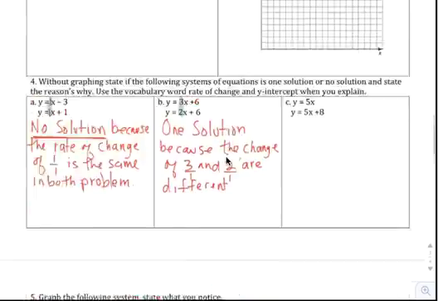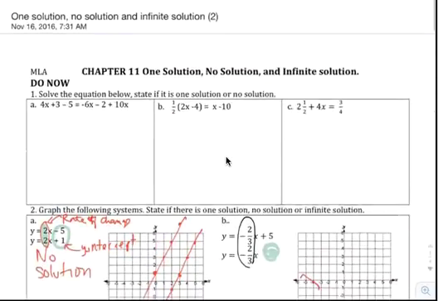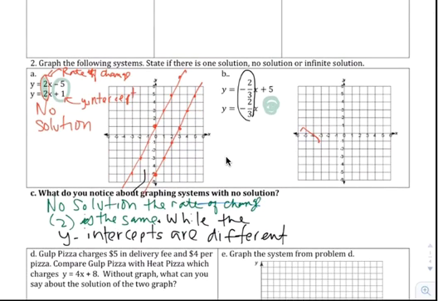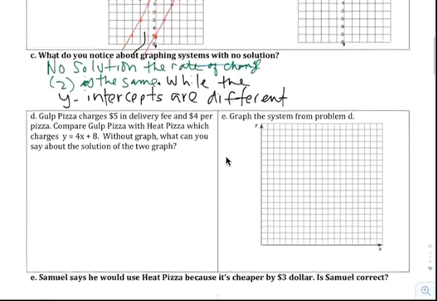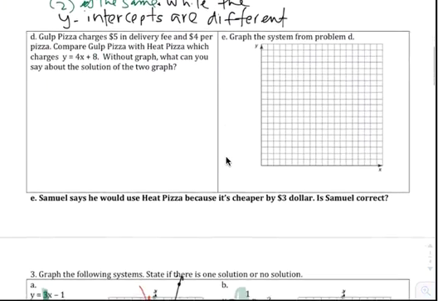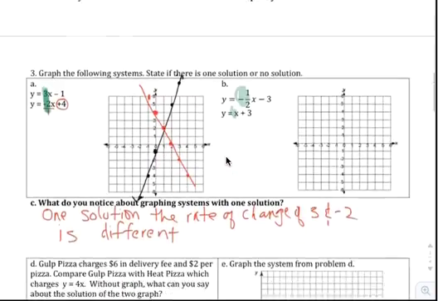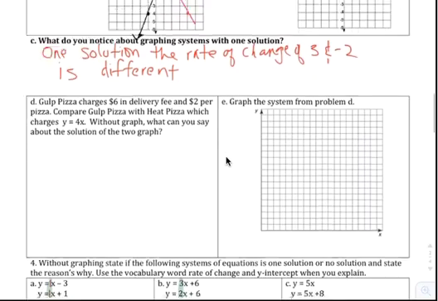This is tonight's homework. One solution, no solution, infinite solution. We did this earlier and on another day. We did this in class. In most classes, we did it in class together. Most classes we did already. We did this one in most classes.